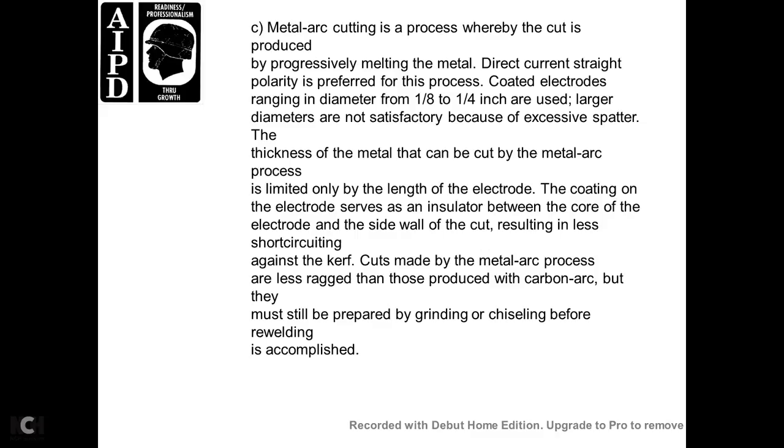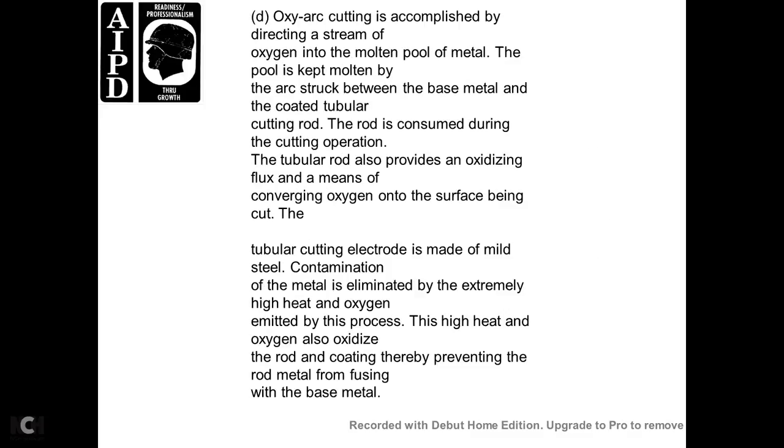The coating on the electrode serves as an insulator between the core of the electrode and the side wall of the cut, resulting in less short circuit against the curve. Cuts made by the metal arc process are less ragged than those produced with the carbon arc, but they must still be prepared with grinding and chiseling before re-welding is accomplished.